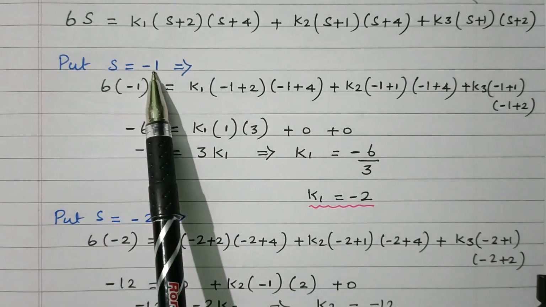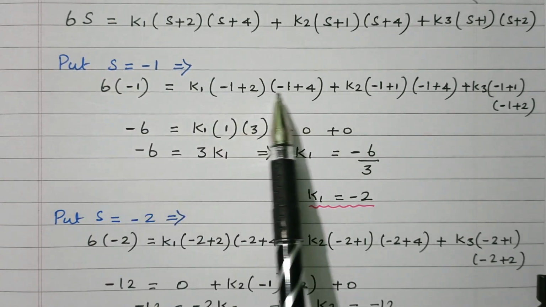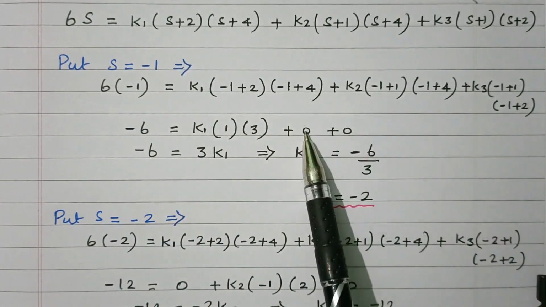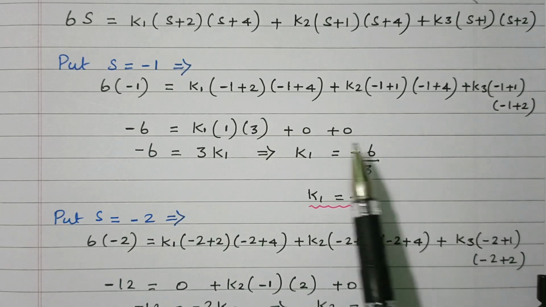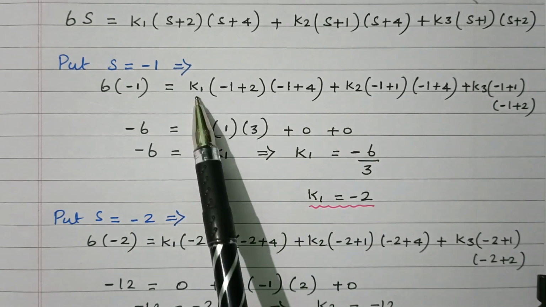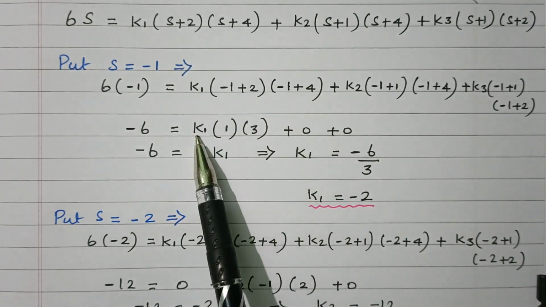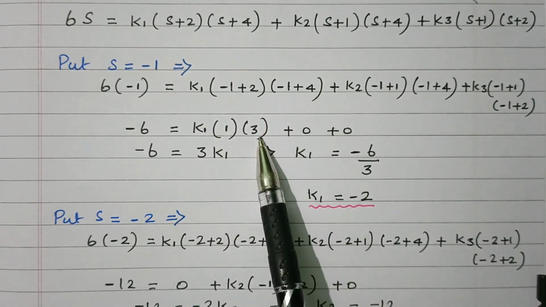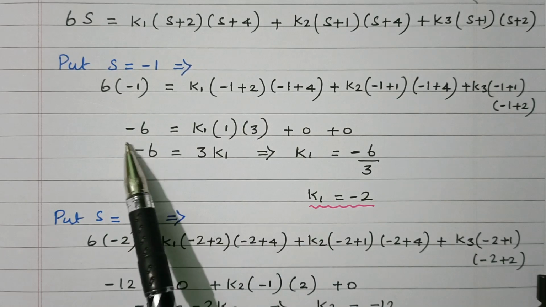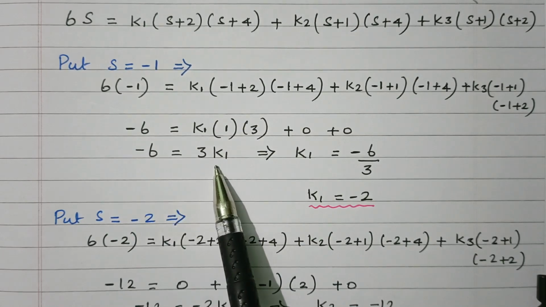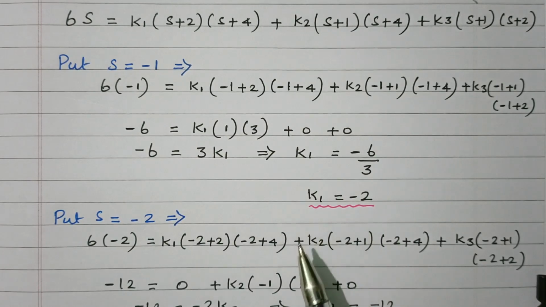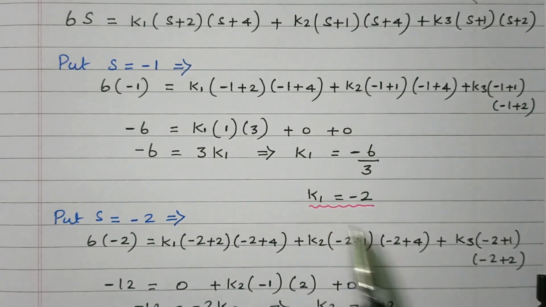So put s equal to minus 1. The minus 1 is substituted. See, this plus 1 minus 1 becomes 0. Here plus 1 minus 1 also becomes 0. Only this term is available. k1 into minus 1 plus 2 is 1, minus 1 plus 4 is 3. So it is 3. Minus 6 equal to 3k1. So k1 equal to minus 6 by 3, equal to minus 2. So now we got the value, minus 2.